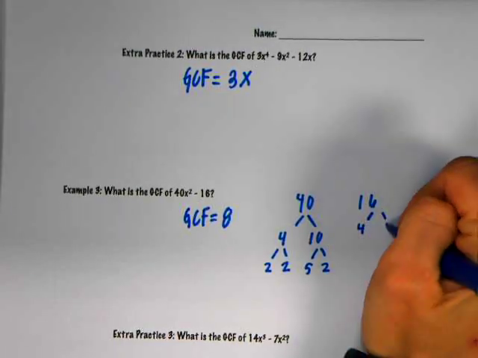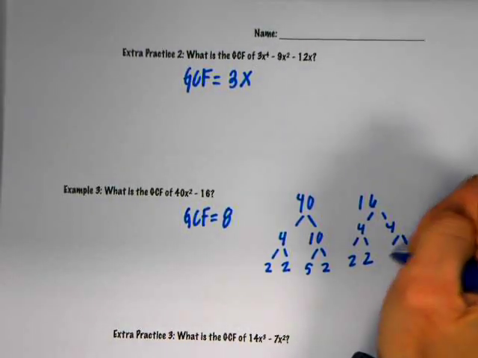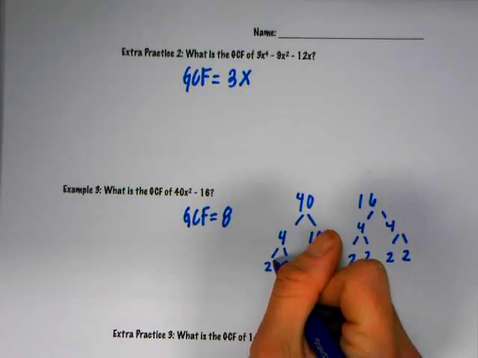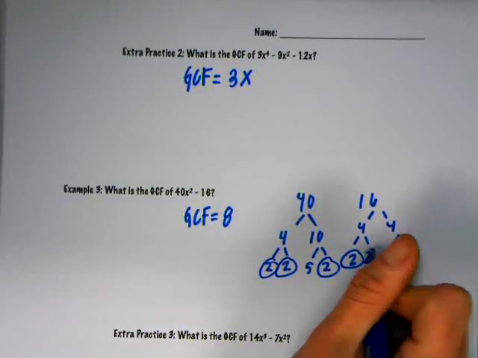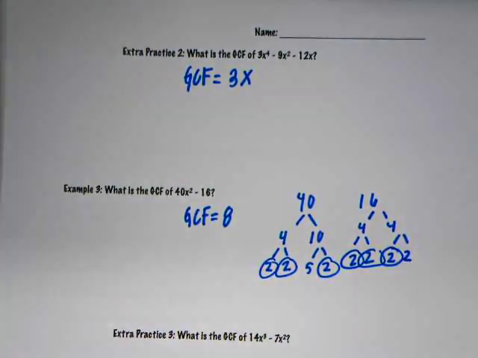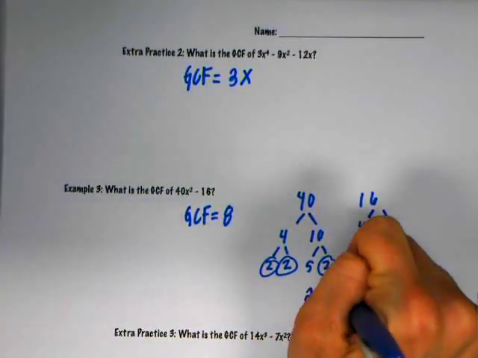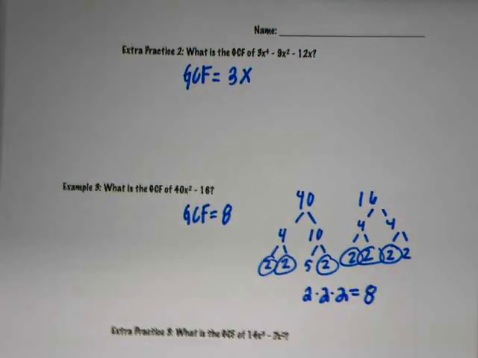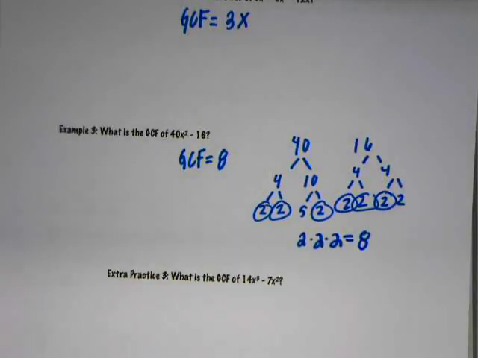So 16, you would do 4 and 4, 2 and 2, 2 and 2. So what do they have in common? They each have 3 2s in common, right? Do we agree? Okay, so then you would do 2 times 2 times 2, which is what? It's a longer way, yeah. But if you're in a bind and you're not sure if it's the biggest number or whatever, you could always break it down to all prime numbers and then multiply whatever they have in common together. Okay? So it's going to be 8, and then what about for the variables?